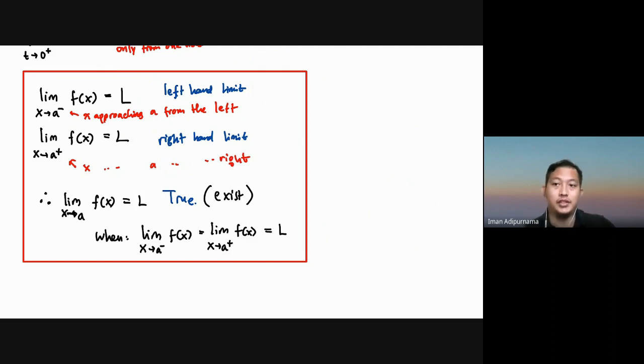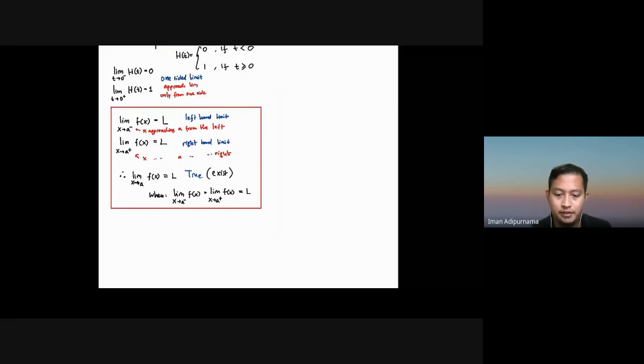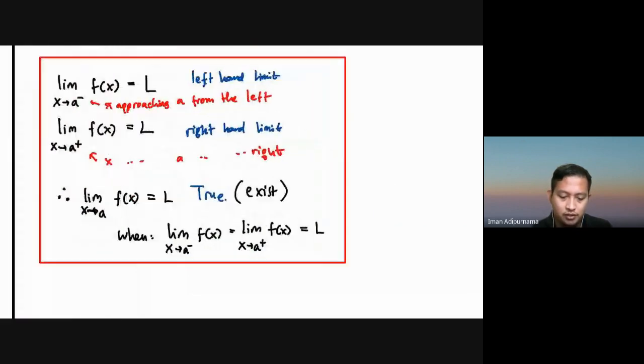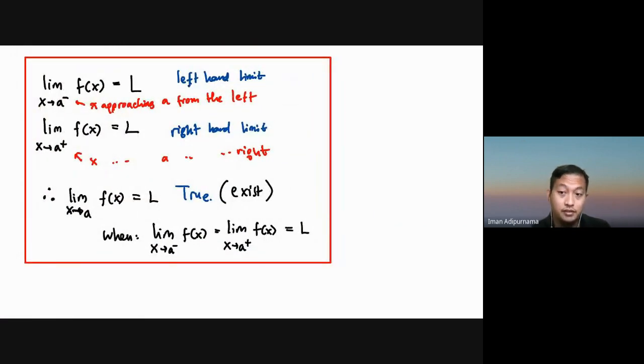Any questions first? Any questions? No? I think it's easy to understand, right? The left hand limit and right hand limit. So every time you have a limit, you can imagine the graph and see whether anything weird happens at some x equal to some number. You can check whether it is approaching the same number or different results.